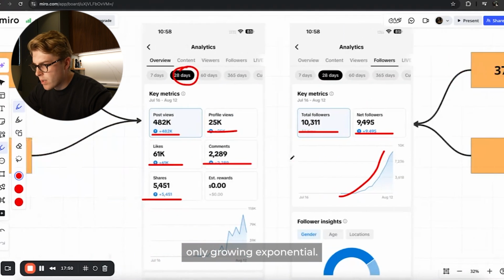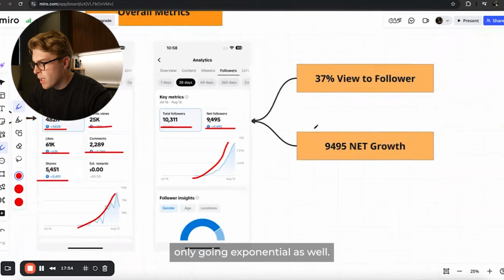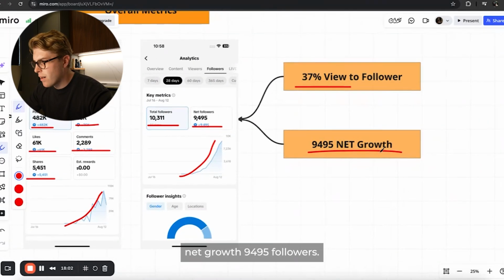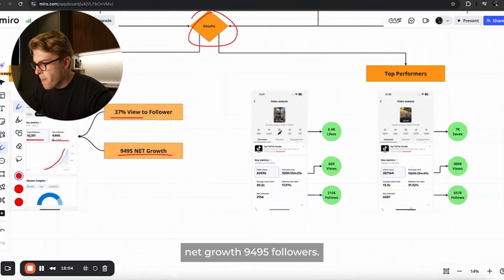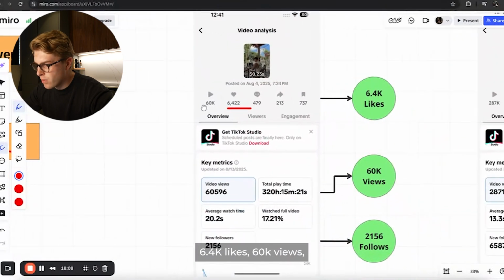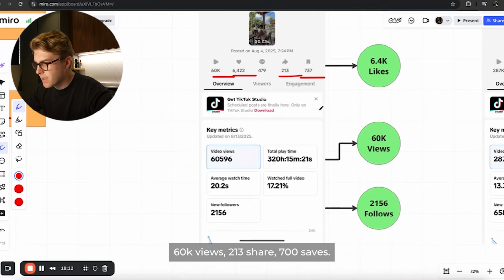As you can see here, it's only growing exponential. Same for the views, only going exponential as well. 37% view to follower conversion is absolutely insane, meaning for every 100 people, you will get 37 new followers. Net growth, 9,495 followers. Then the top performing videos, 6.4K likes, 60K views, 213 shares, 700 saves.